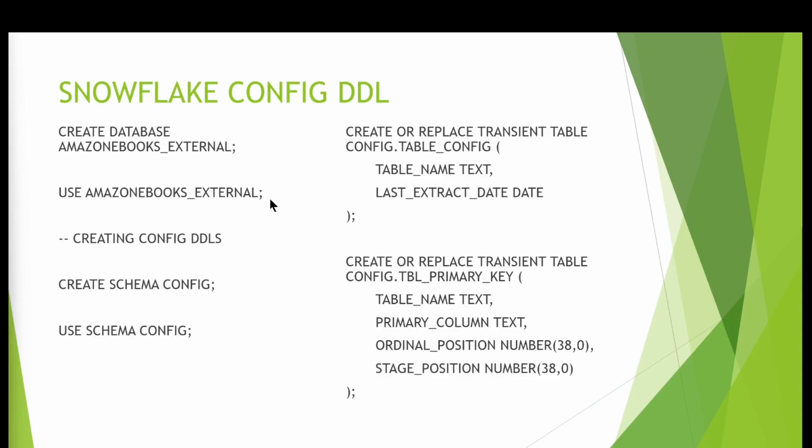Again, we are following the same approach which we followed in the internal stage pipeline for config. Here we have created a database named Amazon Books External, with the same table name config having last extract date and table name columns, and the same table name with primary key. These two tables are used for incremental load via the metadata-driven approach. The only difference, if you see, is that it's the same as what you followed in the internal stage. Only the database name is Amazon Books underscore external. That is it.